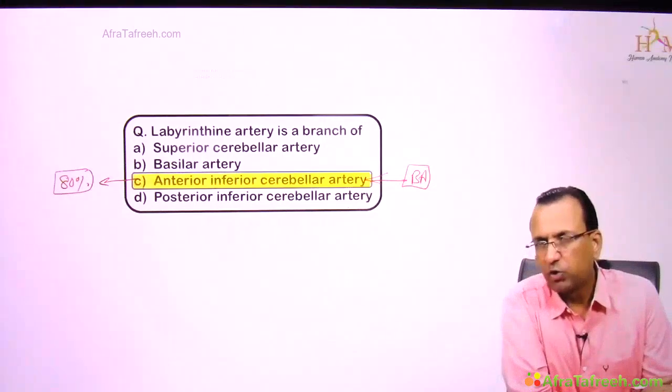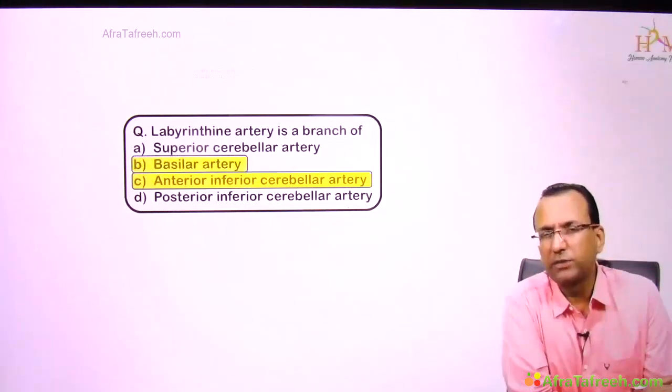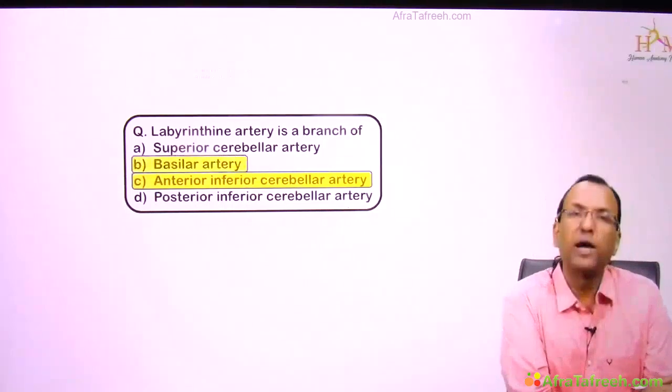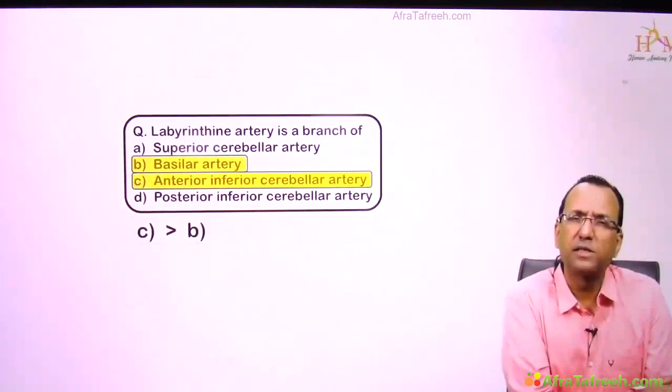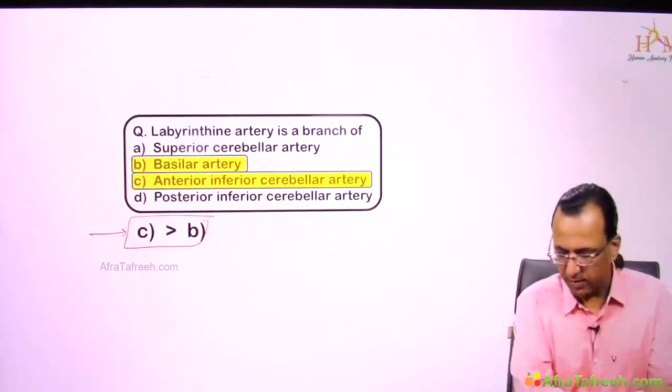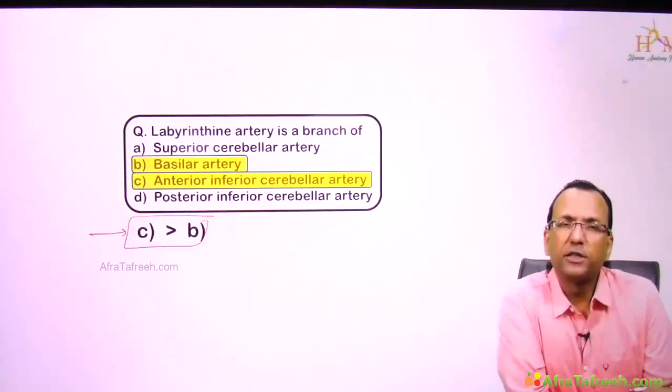Yes. And in 20% of people, it is a direct branch of the basilar artery. If you say in 20% of people it is a direct branch of the basilar, do you mean to say double answer? Yes, but C is better than B. Why is C better than B? Because 80% is better than 20%.